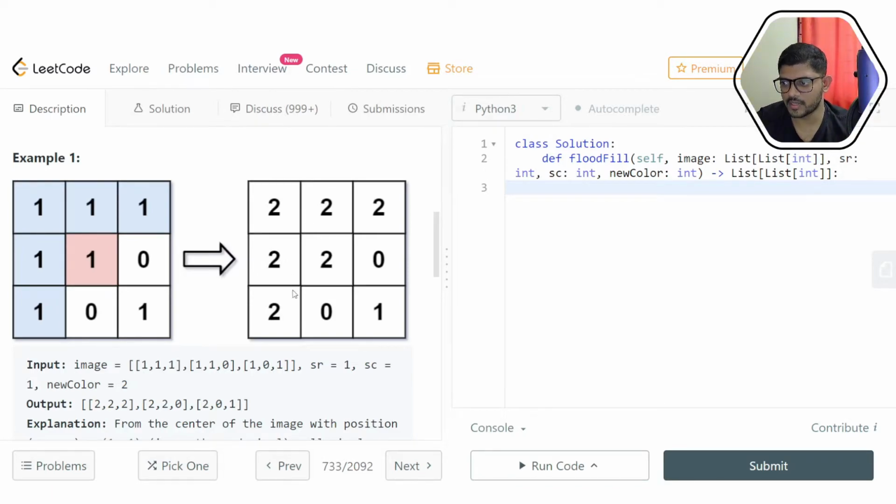Repeat the process as long as we can find adjacent cells having the same color as that of the starting cell. And once we exhaust all possible cells that can be reached in any one of these four directions, up, down, left, right, then we are done with the process.